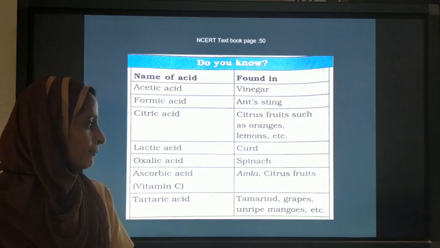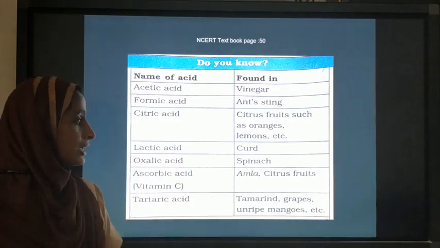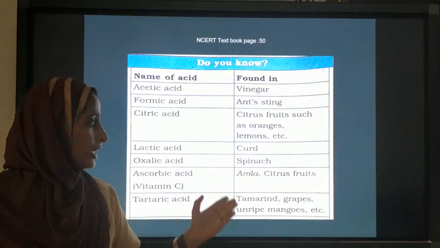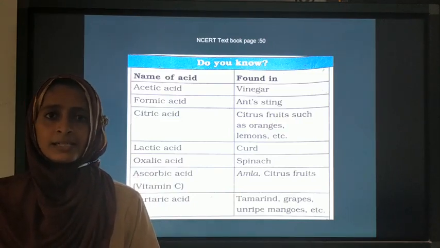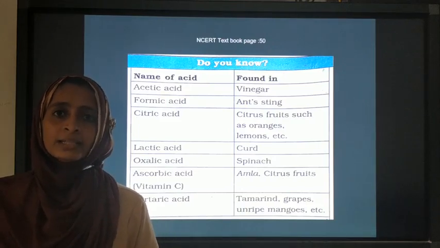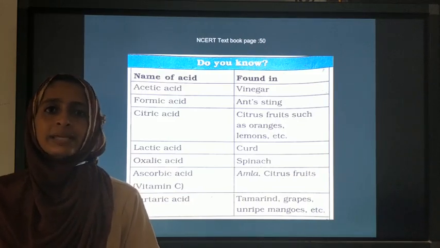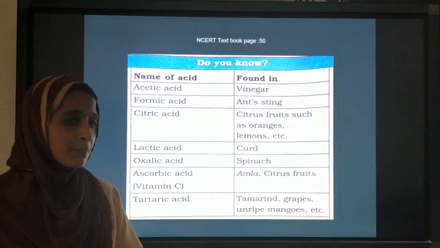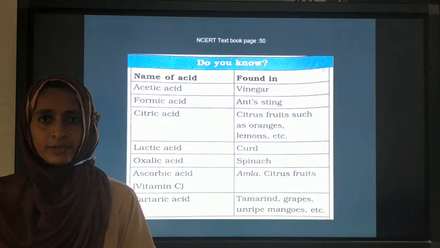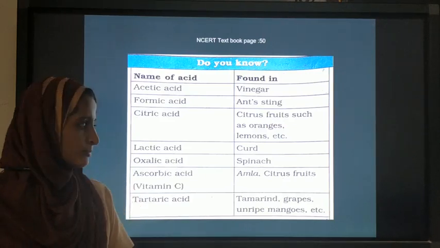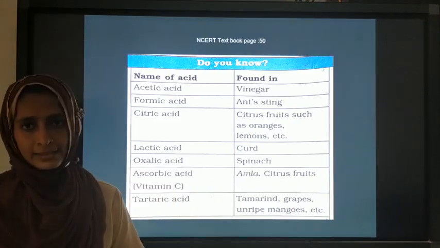Coming to amla and citrus fruits. Citrus fruits we have already discussed. Citrus fruits contain citric acid, and along with this citric acid, they contain another acid called ascorbic acid. Ascorbic acid is actually familiar to you by another name, vitamin C. The chemical name of vitamin C is ascorbic acid. Okay, and what is amla? Amla is the Hindi word for gooseberry, and amla also contains vitamin C, that is ascorbic acid.